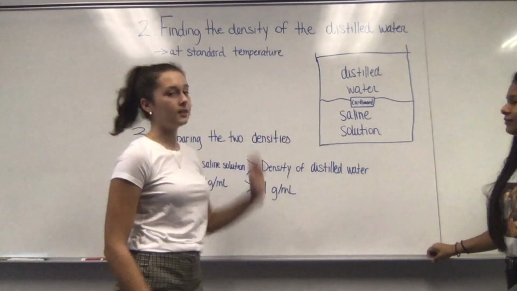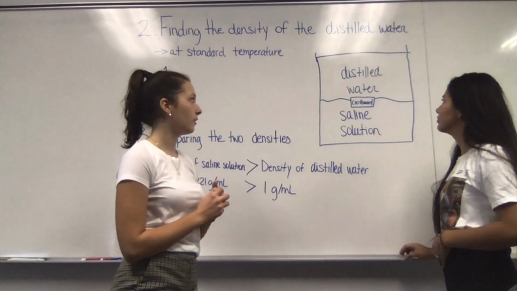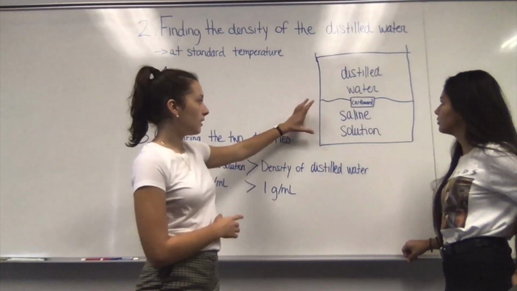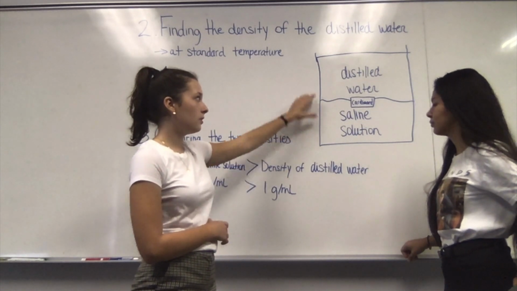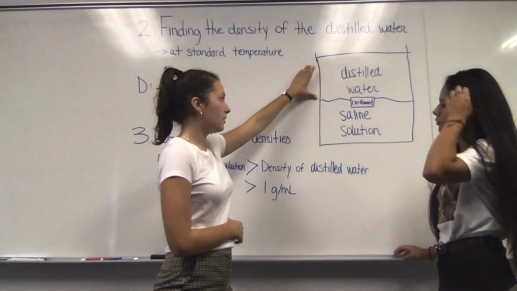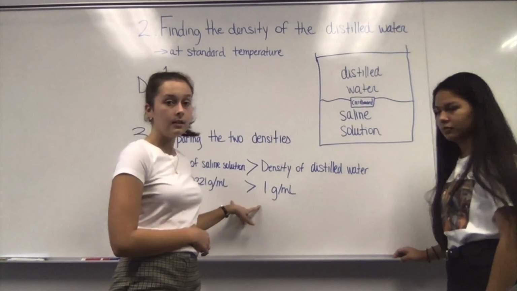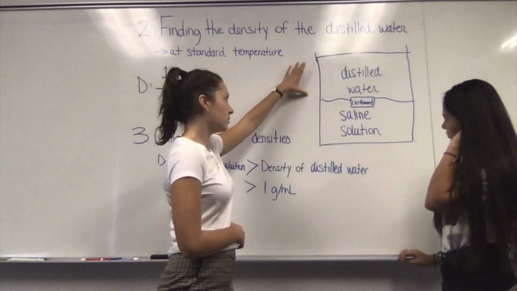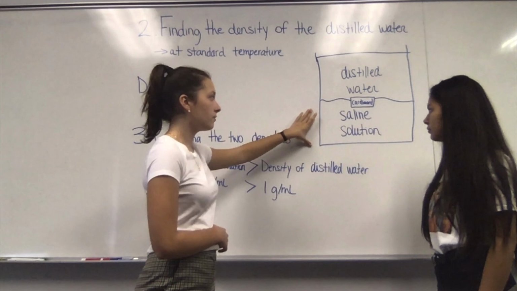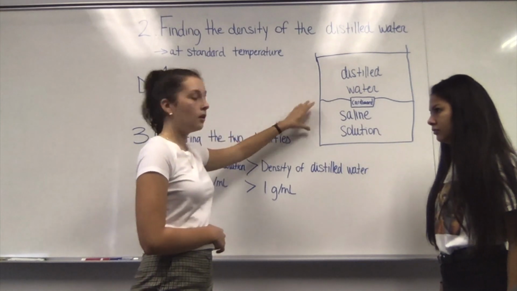And so here we did a representation of our lab. So we can see that the saline solution is underneath the distilled water because of their different densities. So because the density of the distilled water is lower than the density of saline solution, it floats on top.